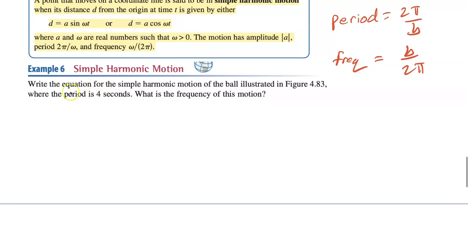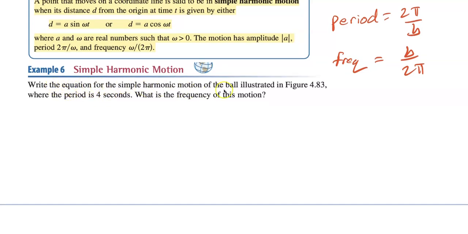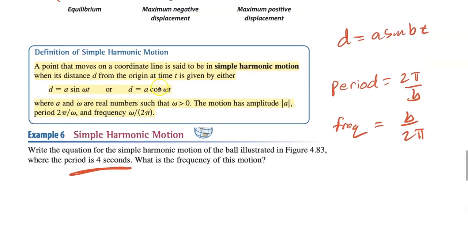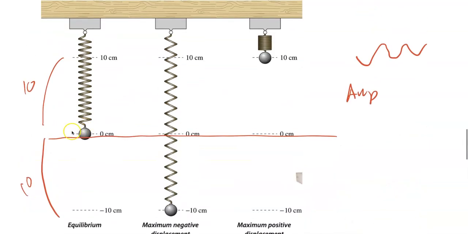So let's look at an example here. Write an example of a simple harmonic motion of the ball illustrating that, where the period's 4 seconds. We need that. Period's 4 seconds. So let's check if it's a sine or cosine graph. Now, look right here. It starts at 0.